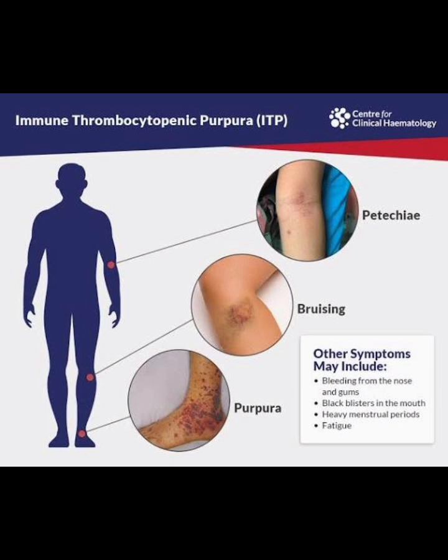Then if chronic ITP, what we do: the bone marrow study, prednisolone or dexamethasone, IV immunoglobulin, rituximab or thrombopoietin receptor antagonist, and splenectomy plus advice.